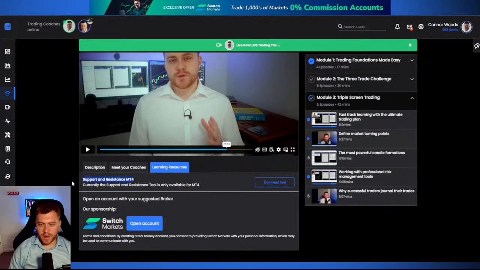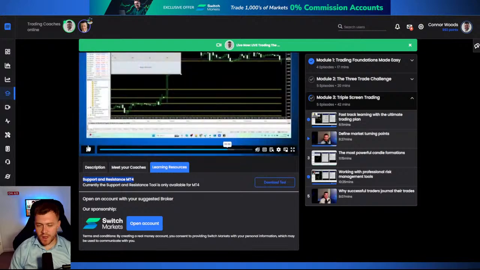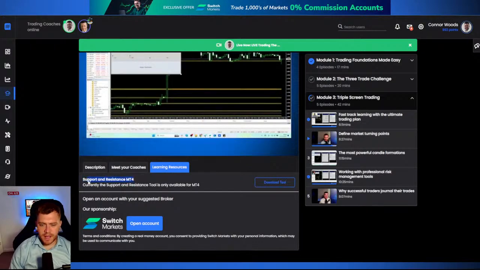Now, just bear in mind, MT5, we don't have the support and resistance tool for MT5. It's only for MT4 at the moment. So just bear that one in mind. So you can only have the risk manager and the pattern finder. So if you want to do triple screen trading, it will have to be MT4, which you can do on Switch Markets as well.